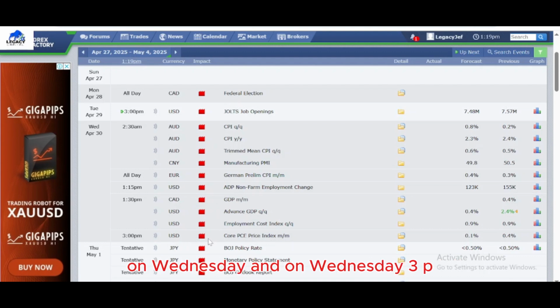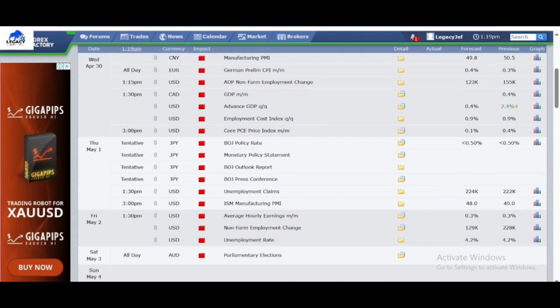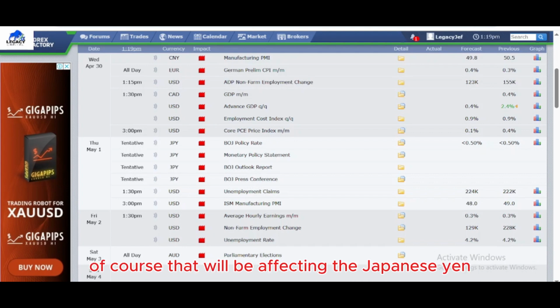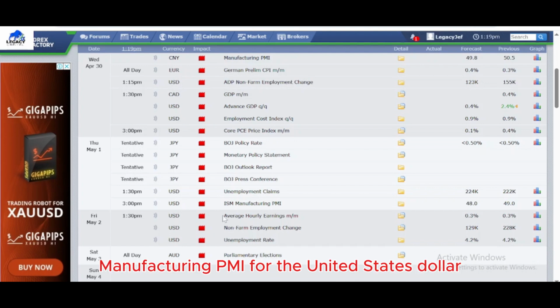And on Wednesday 3 p.m., we have the core PCE price index for the United States dollar. On Thursday, we have the Bank of Japan policy rate, we have the monetary policy statement, Bank of Japan outlook report, Bank of Japan press conference. Of course, that will be affecting the Japanese yen, and we have the unemployment claims that will be affecting the United States dollar, and the ISM manufacturing PMI for the United States dollar.